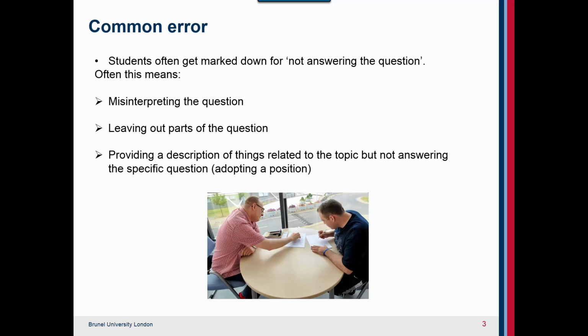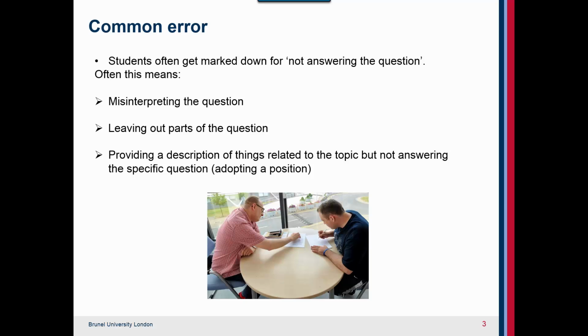Not answering the question can also mean leaving out parts of the question. So sometimes there's more than one part of a question. A question may have 2 or 3 or more parts to a particular assignment question or brief. So you must assign equal time to make sure that you answer all parts of the question.